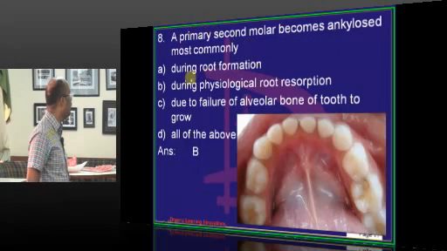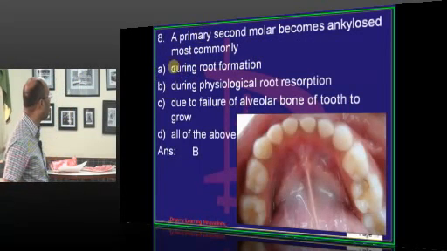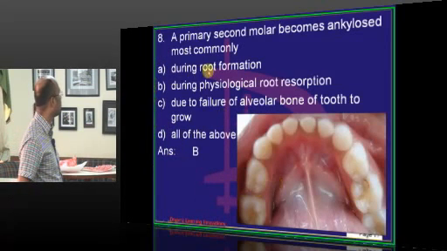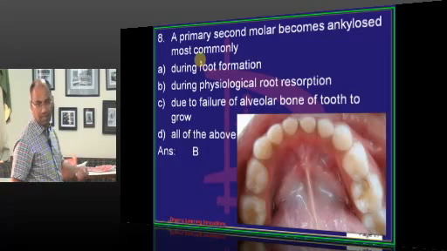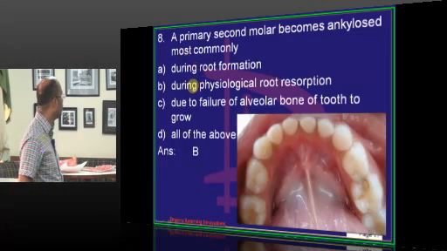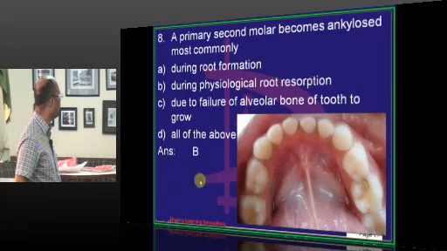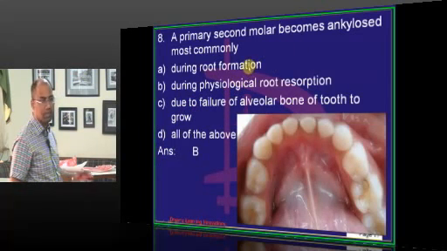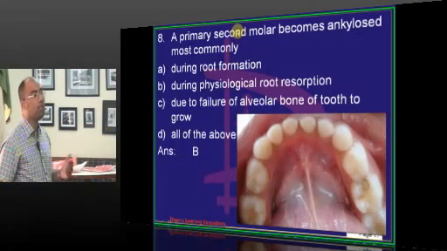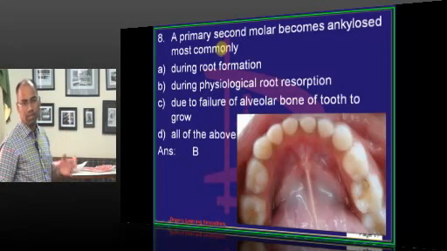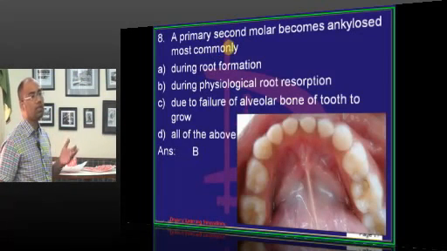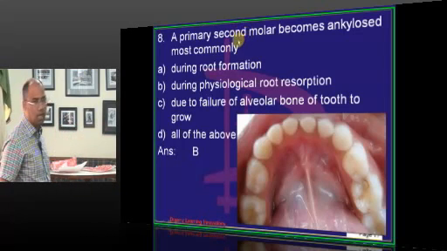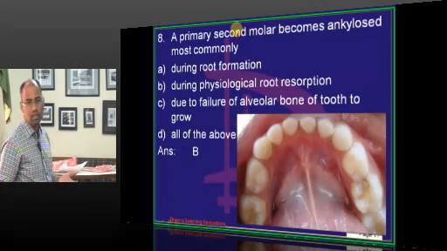A primary second molar becomes ankylosed most commonly because, now why does a primary second molar become ankylosed? That is, even when it is over retained. Now, why does this happen? Is it in the root formation, or during physiological root resorption, or due to the failure of the alveolar bone of the tooth to grow, or all of the above? It is basically due to the physiological root resorption. What happens is, one root is resorbed, the other root is not resorbed. It has both the mesial and the distal roots. If one root is resorbed and the other is not, obviously the tooth is ankylosed, or it will stay over retained in the oral cavity for a longer duration when compared to the norm.